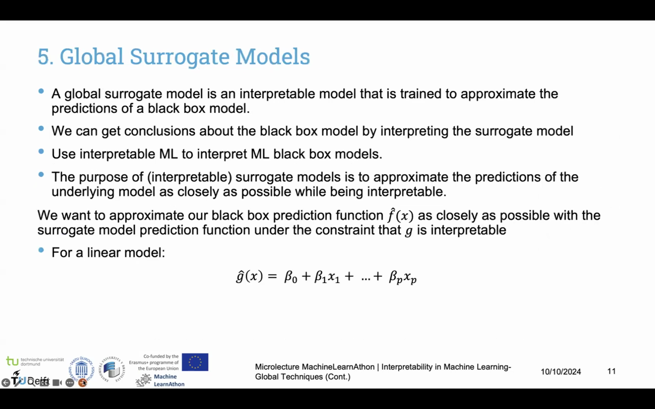So the last technique that we have for today's micro lecture is a technique called global surrogate model. This is another way to explain the global behavior of the model. The idea is very simple. We have a black box model, and this black box model is making predictions. What we are going to do is simply fit an interpretable model based on the original data and the predictions that we got from the black box model. And we are going to provide the explanations based on the interpretable model we fitted on the data.